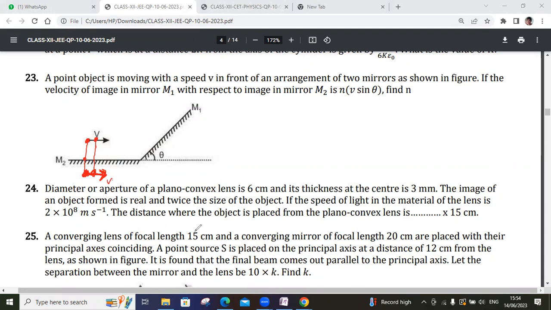But now you come to the image due to m1. One light ray will come like this, the normal will be there, and it will go like this as the reflected ray, and it will form the image on this side. Another ray will come like this, and its image will be formed here, where this distance and this distance are the same. Now if the object comes a little forward, the same thing happens and its image will be formed somewhere here. So when the object comes with velocity v like this, the image will also come with velocity v in this direction.